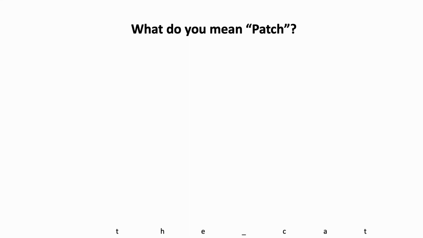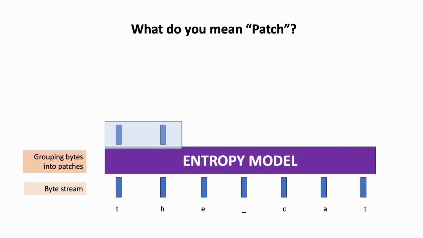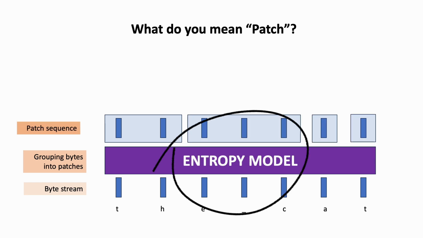So what is a patch? Well, a patch is just a collection of contiguous bytes. Given an input sentence, BLT first extracts the byte stream from the text as discussed earlier. Then it uses a simple neural network to find the boundaries where this byte stream can be grouped into separate patches. This neural network is called the entropy model, and we will come to this in just a minute.